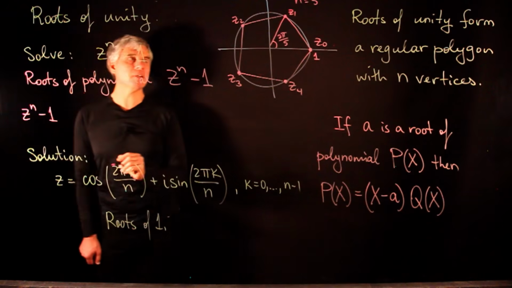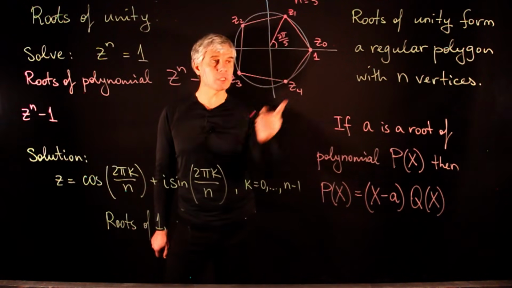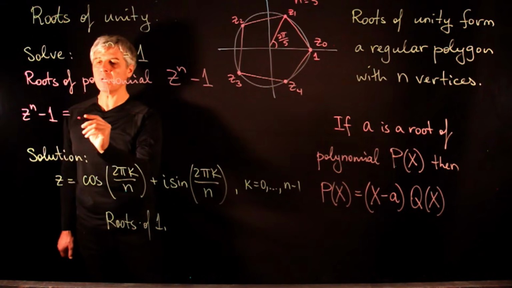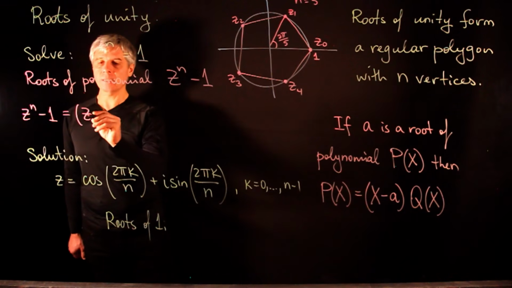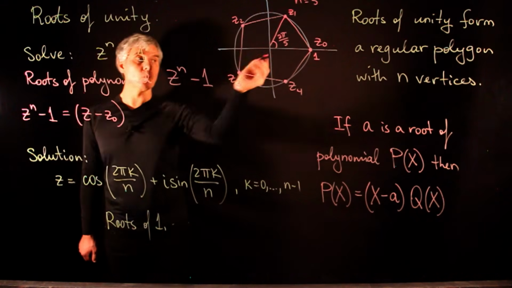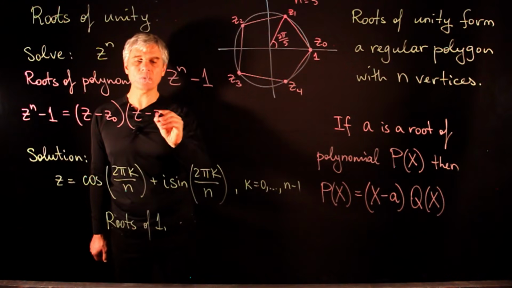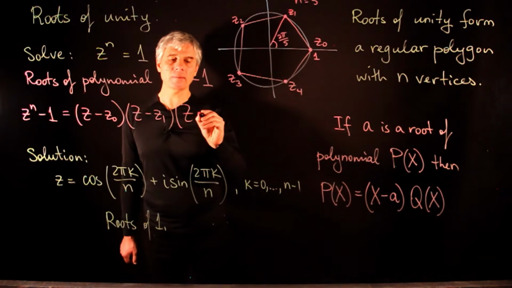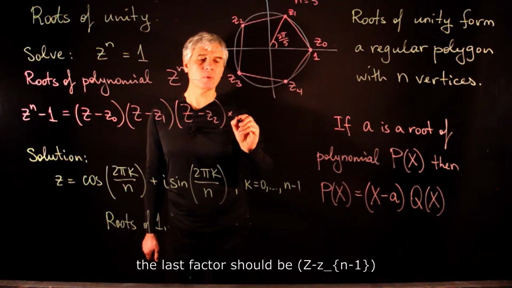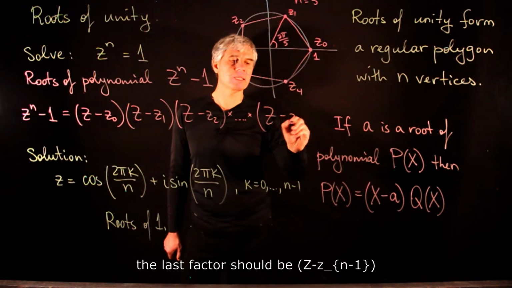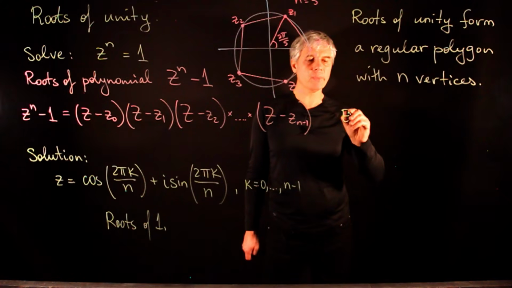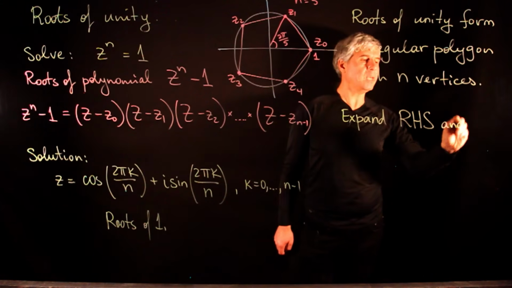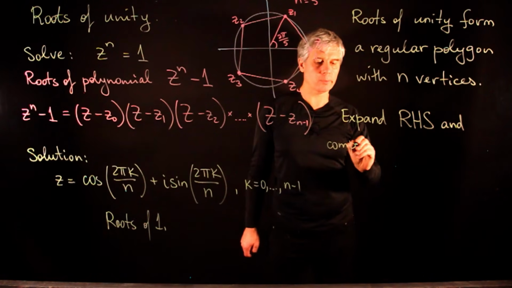So this is a polynomial of degree n. And here we have n roots of this polynomial. So these are roots of unity. So this gives us the factorization that z to the n minus 1 is equal to z minus z0, which is 1, times z minus z1, which is given by this expression with k equals 1, times z minus z2, times all the way up to z minus z_{n-1}. Now let us expand the right-hand side of this equality and compare the constant terms.